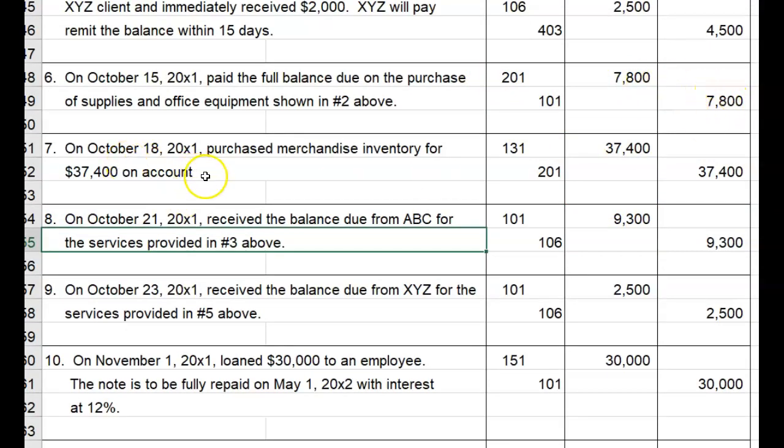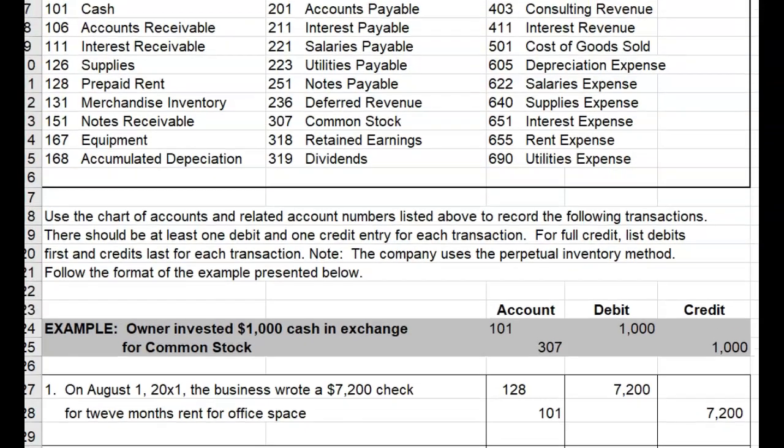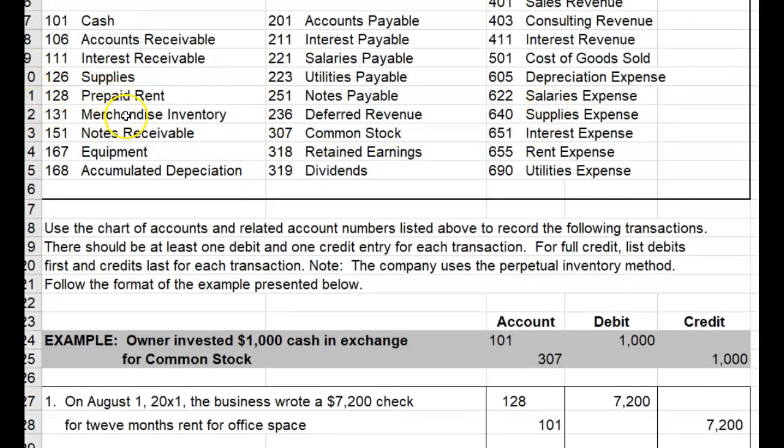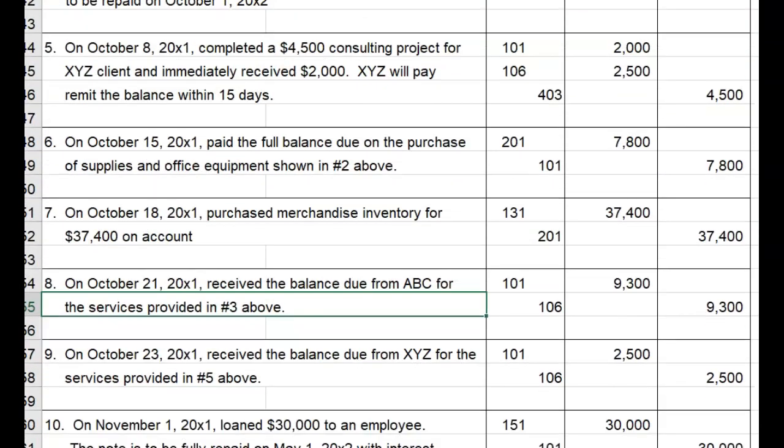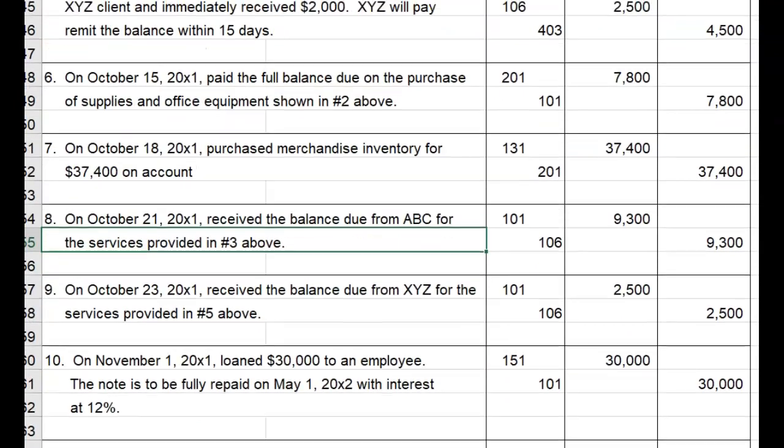On October 18th, we purchased merchandise for $37,400 on account. We need to debit the merchandise inventory account, account 131, and we're not using cash right now. We're going to pay for it later, so we need to credit the liability account, accounts payable, account number 201. Debit 131, $37,400. Credit 201, $37,400.